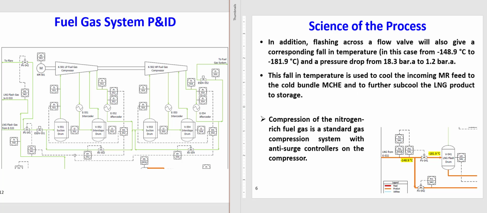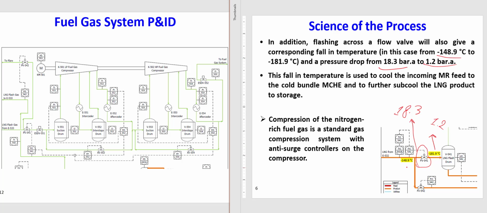So when we do flashing through a valve, a flow valve, we call it here a Joule-Thomson valve. What will happen in this valve, which is kind of an adiabatic valve, is that the pressure decreases from 18 bar to about 1 bar. Before the valve, I have pressure 18.3. After the valve, I have pressure 1.2. The pressure decreases, and not only the pressure, but also the temperature decreases.